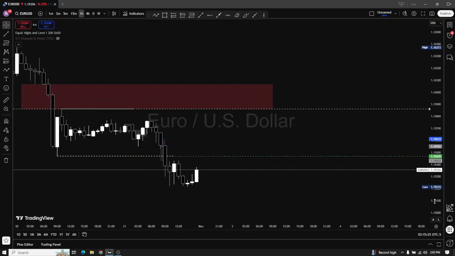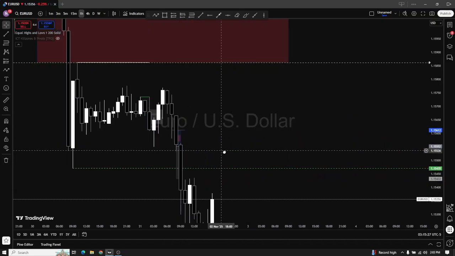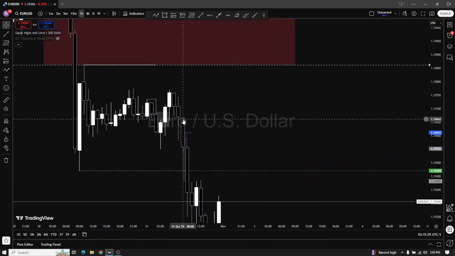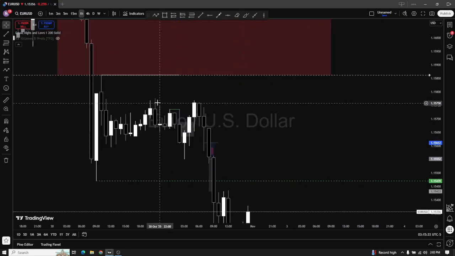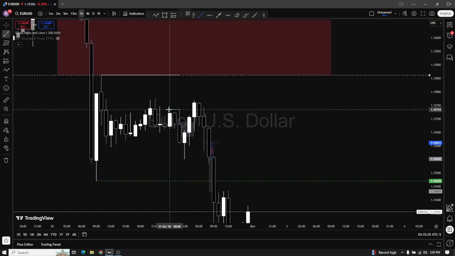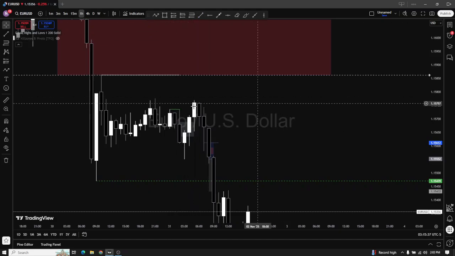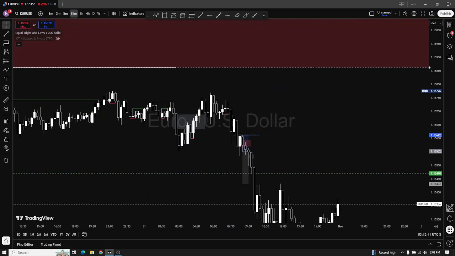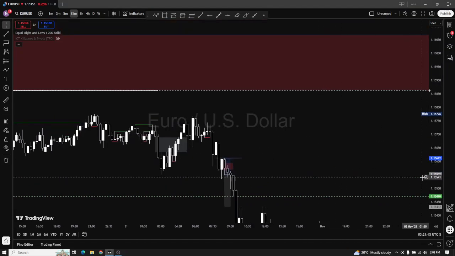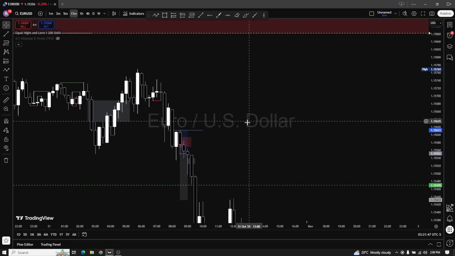On the 1-hour time frame we can see a lot of bearish pressure. We can also see the market sweep these equal highs over here. After the market swept the equal highs, I shifted into the 15-minute time frame, into the 15-minute fair value gap.